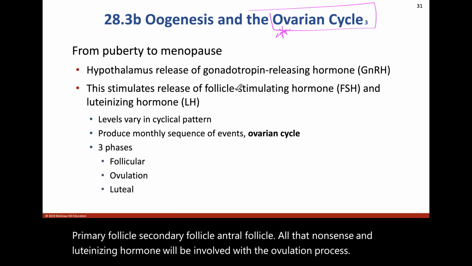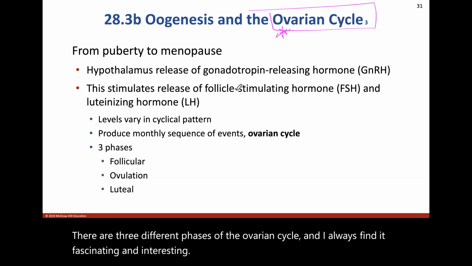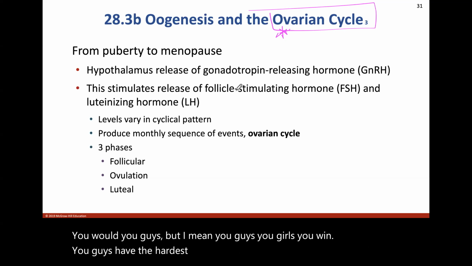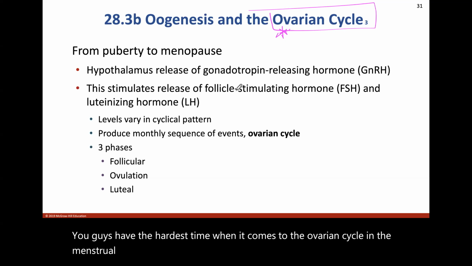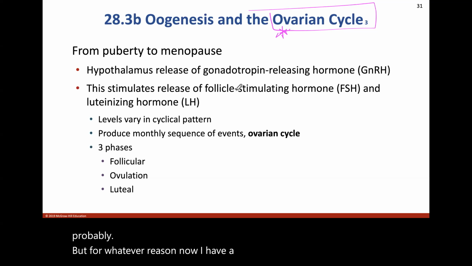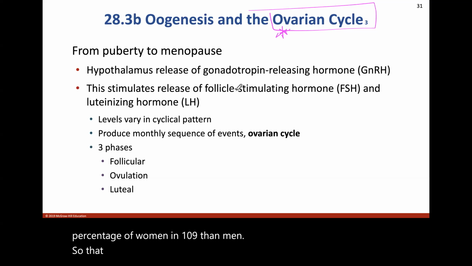There are 3 different phases of the ovarian cycle, and I always find it fascinating and interesting. You guys, when I mean you guys, you girls, you women, you guys have the hardest time when it comes to the ovarian cycle and the menstrual cycle. It is something that you guys deal with all the time, probably. But for whatever reason, there's always a higher percentage of women in 109 than men. So that may be why. Okay, I get it.